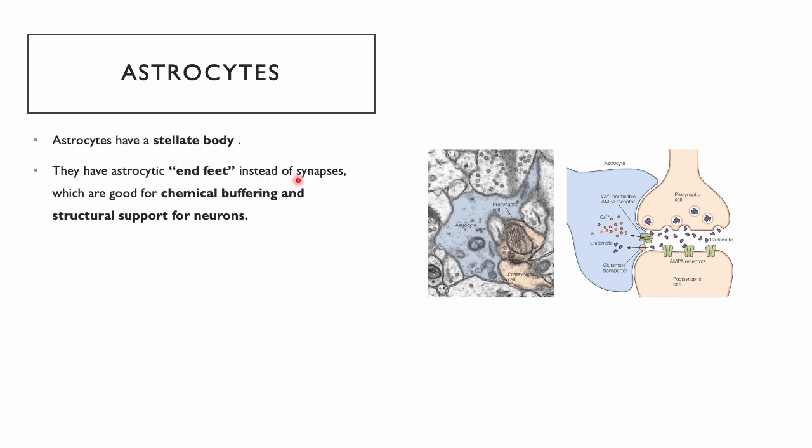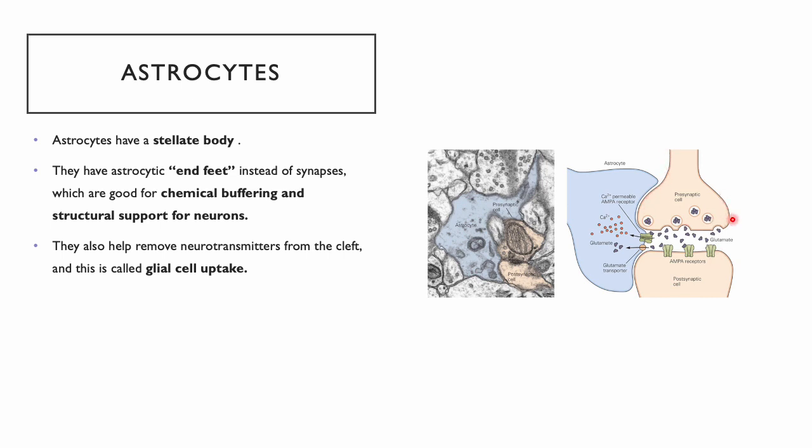We've already talked about their end feet and how they play a role in the blood-brain barrier, but their end feet also function at synapses. They help with chemical buffering and structural support for neurons. They also help remove neurotransmitters from the synaptic cleft. This is called glial cell uptake. Earlier, we talked about how presynaptic neurons carry synaptic vesicles of neurotransmitters down to the synaptic cleft in between the cells. This is how neurons communicate.